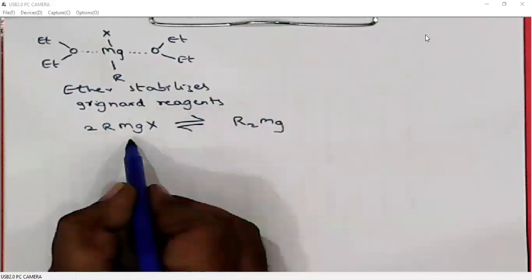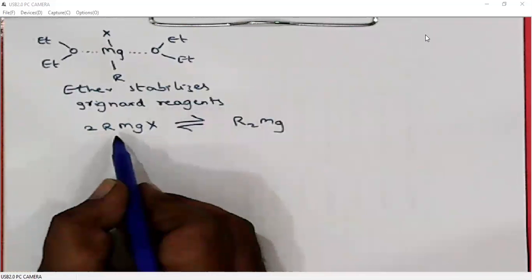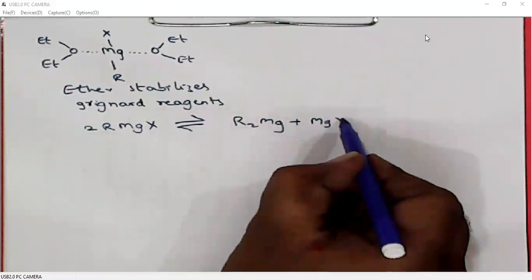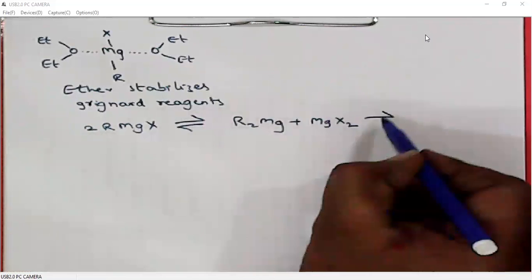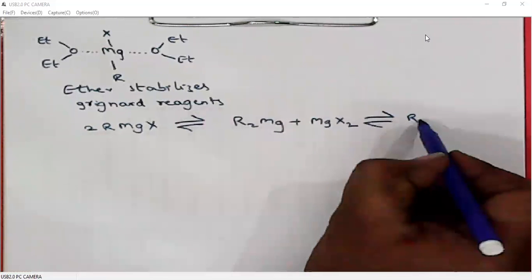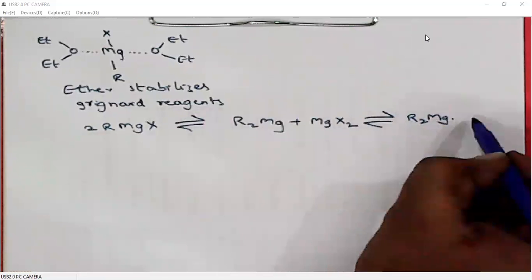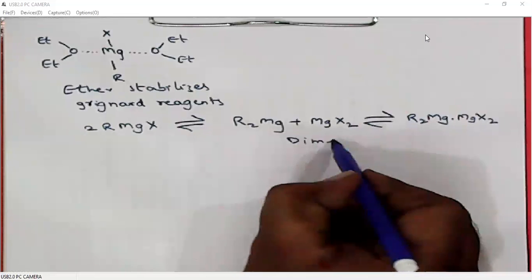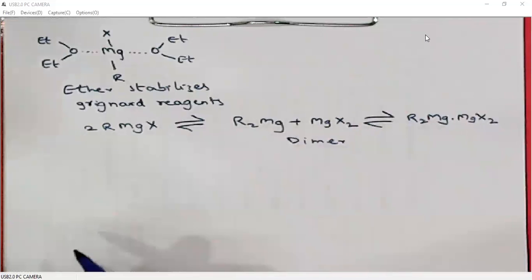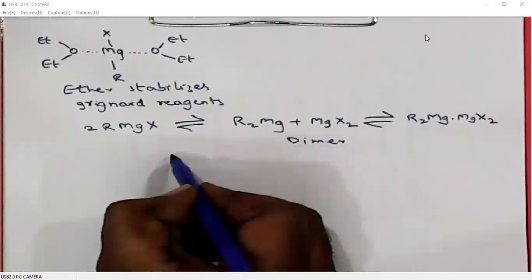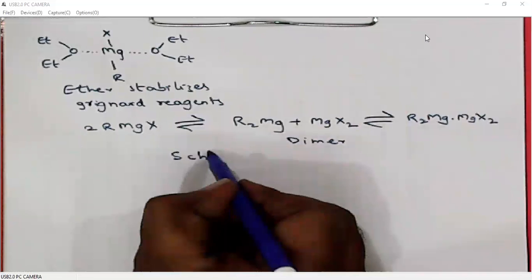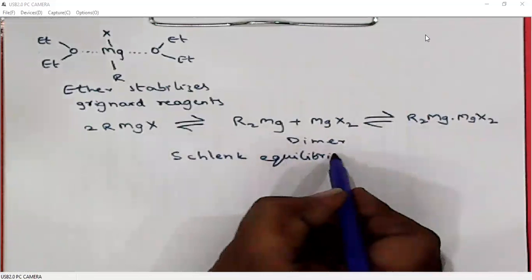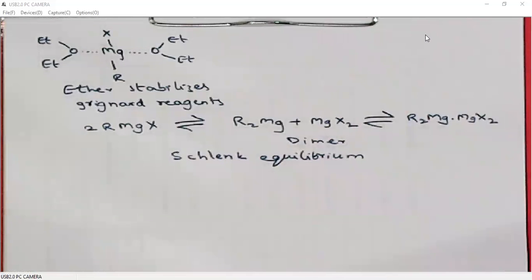Two molecules of Grignard reagent are generally in equilibrium with dialkyl magnesium and magnesium halide, or they will be in equilibrium with a complex of dialkyl magnesium and magnesium halide. So it is a dimer. Grignard reagent is a dimer. It is not a single molecule. This is called Schlenk equilibrium.